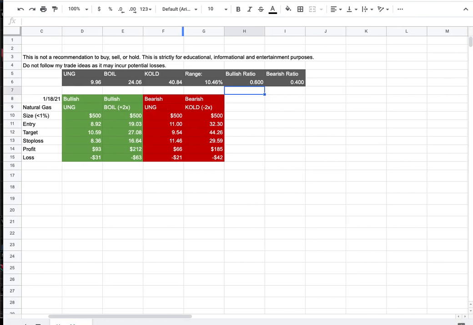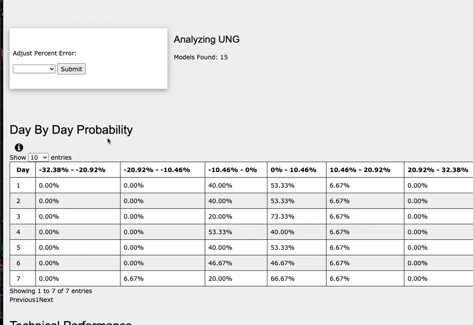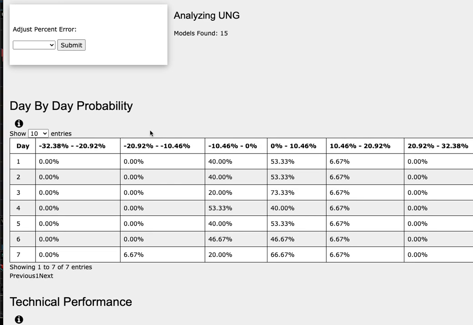So how did I develop these trade ideas? It all comes from the day-by-day probability model, which is available in the link below, so do check it out. As we progress to the 5th day or week of trading, we have a 53% chance for natural gas to climb between 0 to 10.5%, a 7% chance to climb between 10.5 to 21%, and to the downside, a 40% chance to fall between 0 to negative 10.5%.